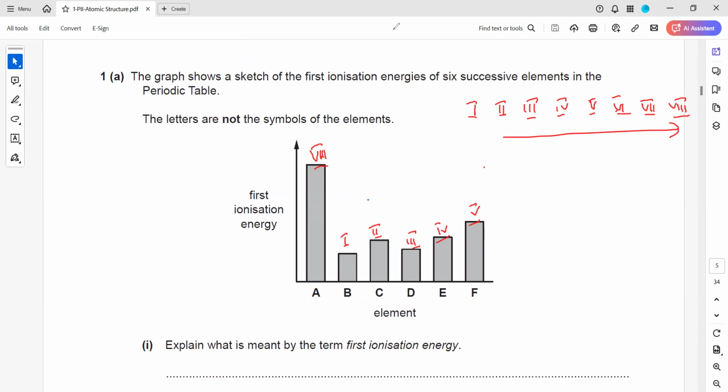Usually when we move across the period, ionization energy increases. But why is there a difference between group 2 and group 3? If you remember the shielding effect, between 2 and 3 the effect is shielding. And if there was group 6 as well, it would be here. Why will group 6 have a lower ionization energy than group 5? Because of the pairing of electrons. Electrons occupy the p orbitals singly, so they have less repulsion compared to a pair of electrons in the same orbital.